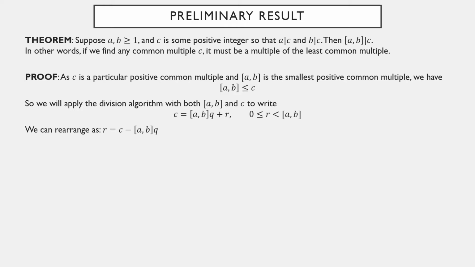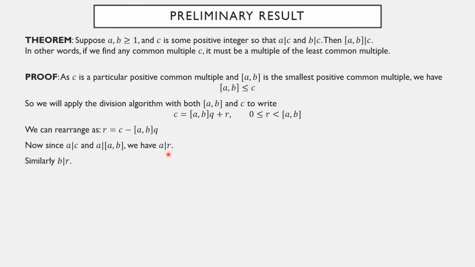So we're going to rearrange this as R is equal to C minus the LCM times some integer Q. Now A is a factor of C, that was one of our givens. A is definitely a factor of the LCM of A and B because this is a common multiple of A and B. So if A is a factor of two numbers, then A is a factor of any linear combination, specifically C minus Q times the LCM. In other words, A is a factor of R.